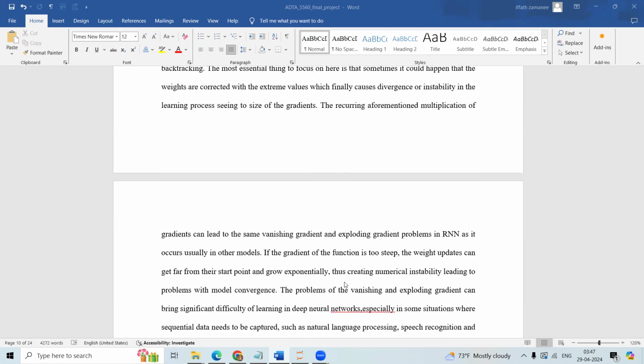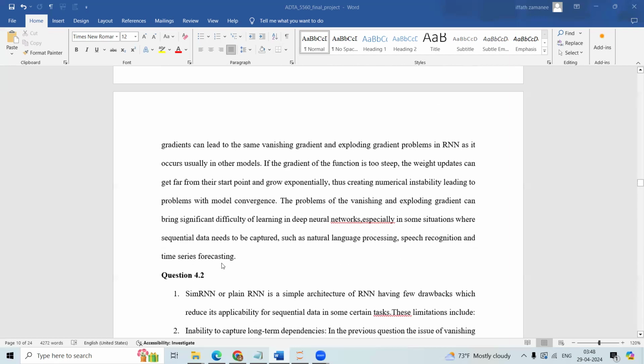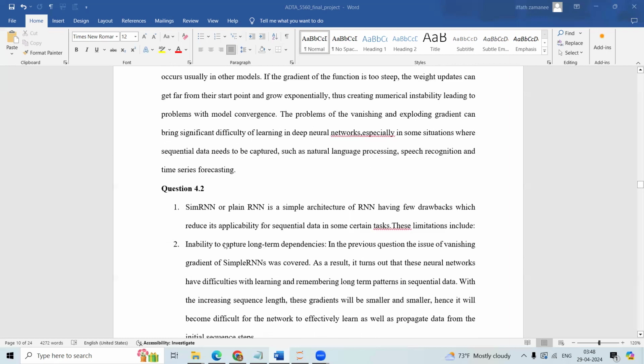If the gradient of the function is too steep, the weight updates can get far from their starting point and grow exponentially, thus creating numerical instability leading to problems with model convergence. The problem of the vanishing and the exploding gradient can bring significant difficulty of learning in deep neural networks, especially in situations where sequential data needs to be captured, such as natural language processing, speech recognition, and time series forecasting.